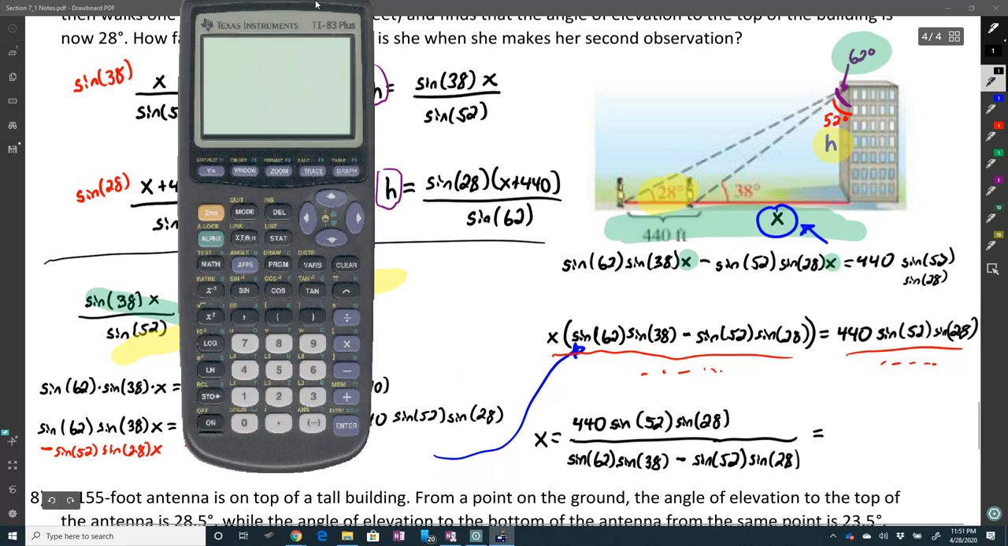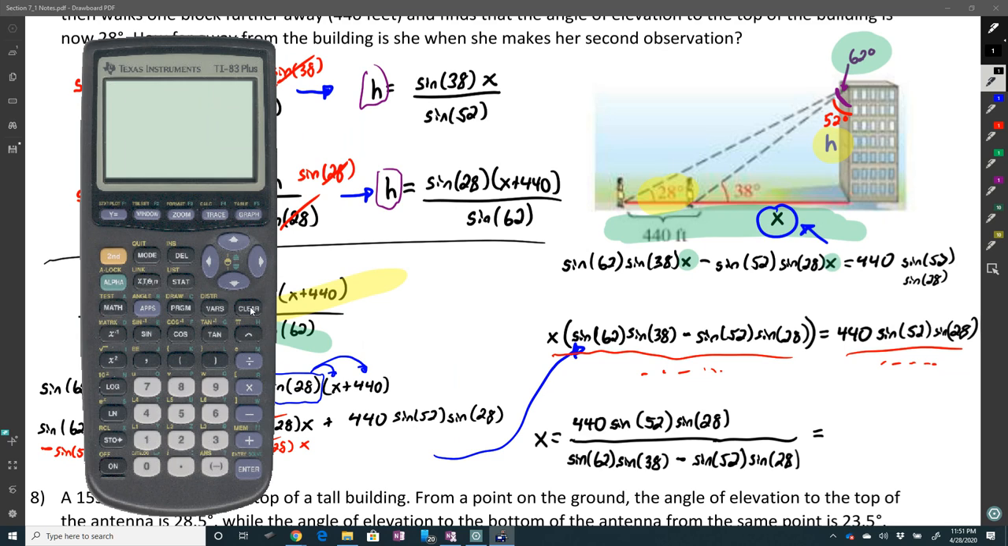So I type that in my calculator. First, before I even start, I'm going to do a parenthesis for my numerator: 440 sine of 52 sine of 28, close the parentheses, divided by, open the parentheses for the denominator, sine of 62, close, sine of 38, close, minus sine of 52, close, sine of 28, close, and then close for my denominator. And I get 937.4.